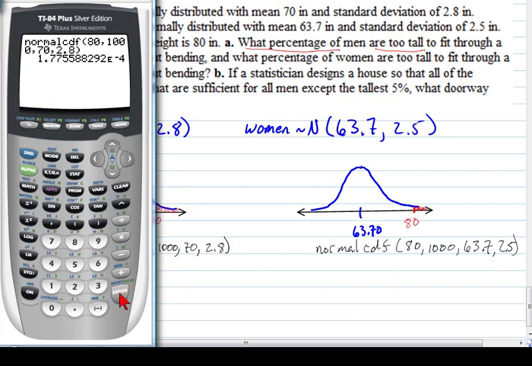For the women, I'm going to hit second enter. Everything stays the same except for the mean and the standard deviation. So I'm just going to type over our mean and standard deviation. For the mean, we've got 63.7, comma, 2.5.